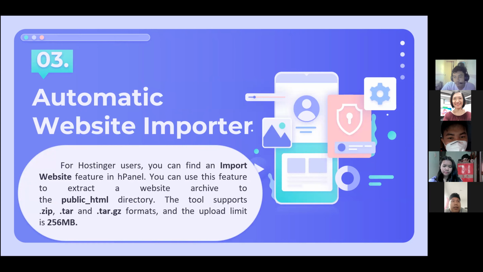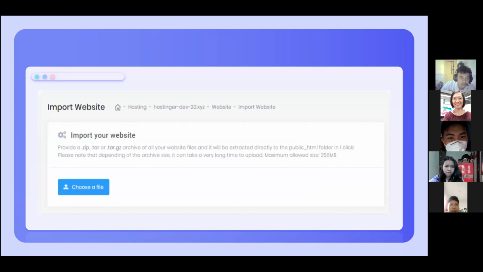And this is the third, the Automatic Website Importer for hosting users. You can find an Import Website feature in hPanel. You can use this feature to extract a website archive to the public HTML directory. The tool supports zip, tar, and tar.gz formats, and the upload limit is 256 MB. Next, and this is where you upload it. You choose the file. Next po.